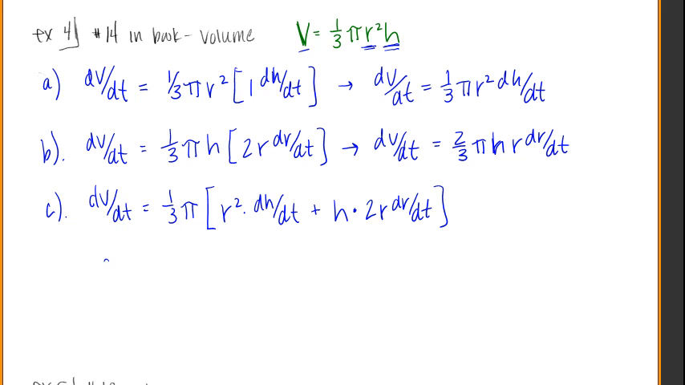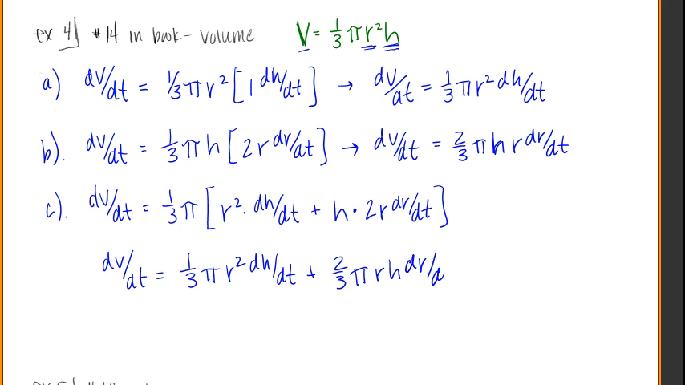And then combining some stuff together, so we just make it look a little bit prettier, so 1/3 pi r squared dh/dt plus 2/3 pi rh dr/dt. So this is an equation that relates the change in volume with respect to both the change in the height and the radius of a cone.